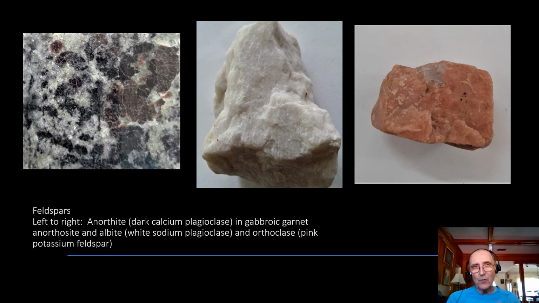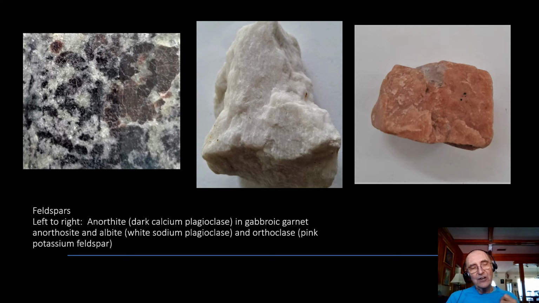On the feldspar side, remember that we go from anorthite, which is the first plagioclase feldspar to appear in a cooling magma, all the way through the plagioclase series until you reach the other endpoint, which would be your pure sodium feldspar, which would be albite. And then beyond that, you have your potassium feldspar, your orthoclase or microcline, if you will.